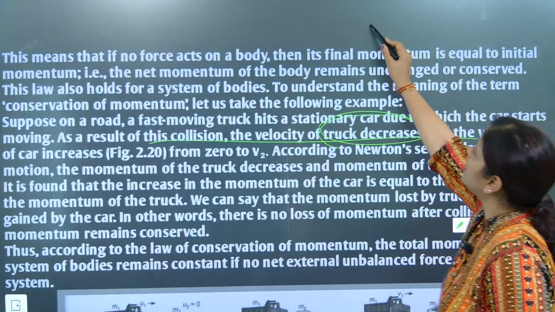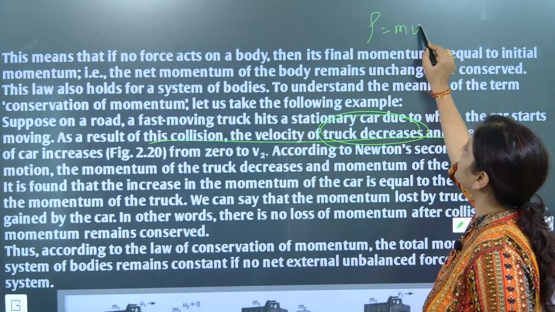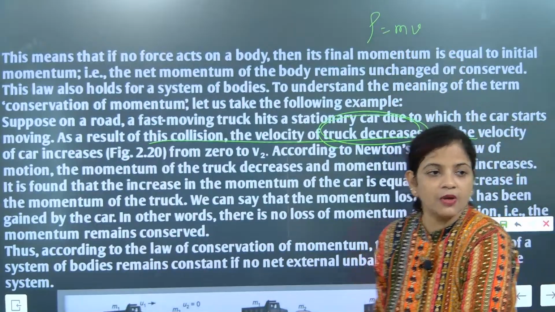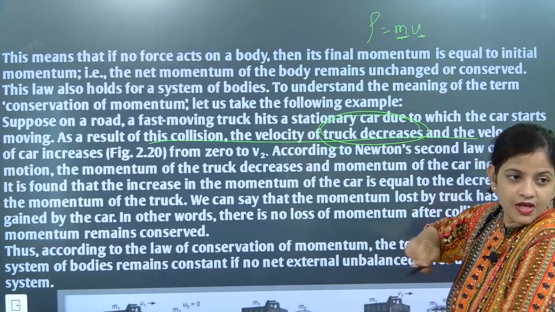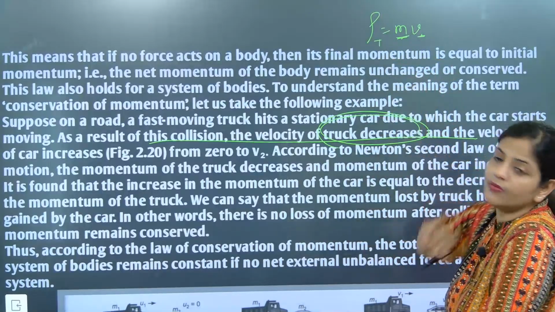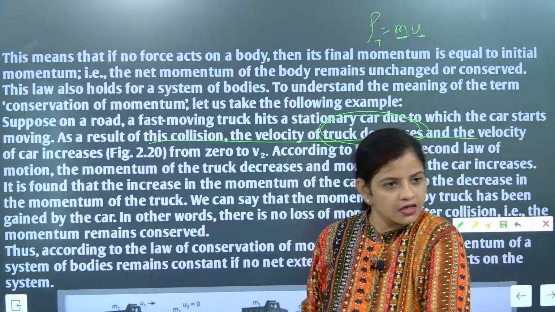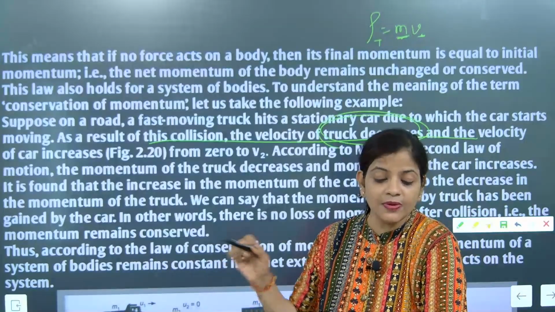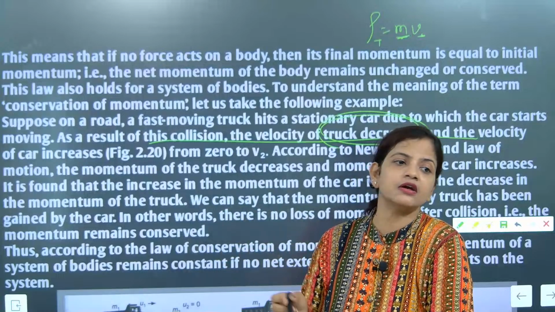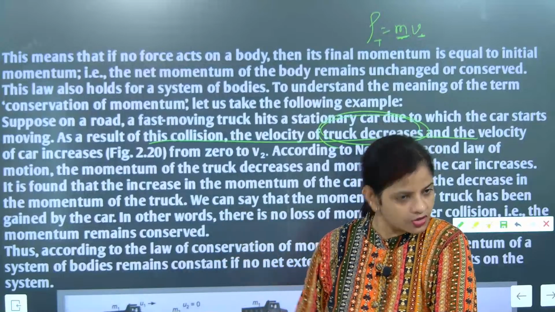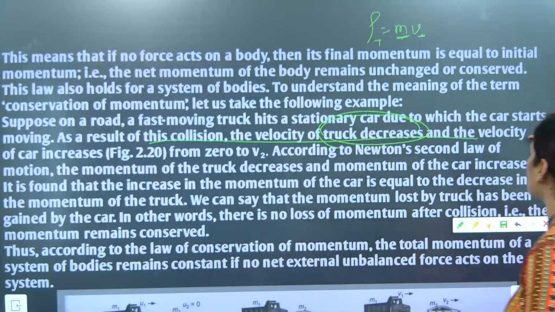Please kindly check. Momentum is equal to mass into velocity. Now beta, listen, here more mass is there and velocity remains the same. So momentum of truck will be more than momentum of car. Understood? So when truck will be colliding with car, car momentum will be increased and truck momentum will be reduced. Understood? So that's what is the concept.